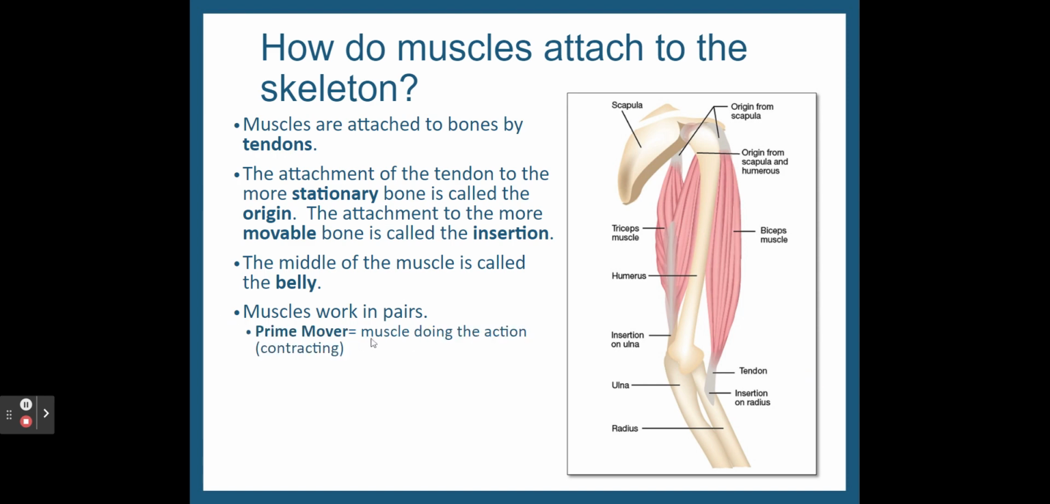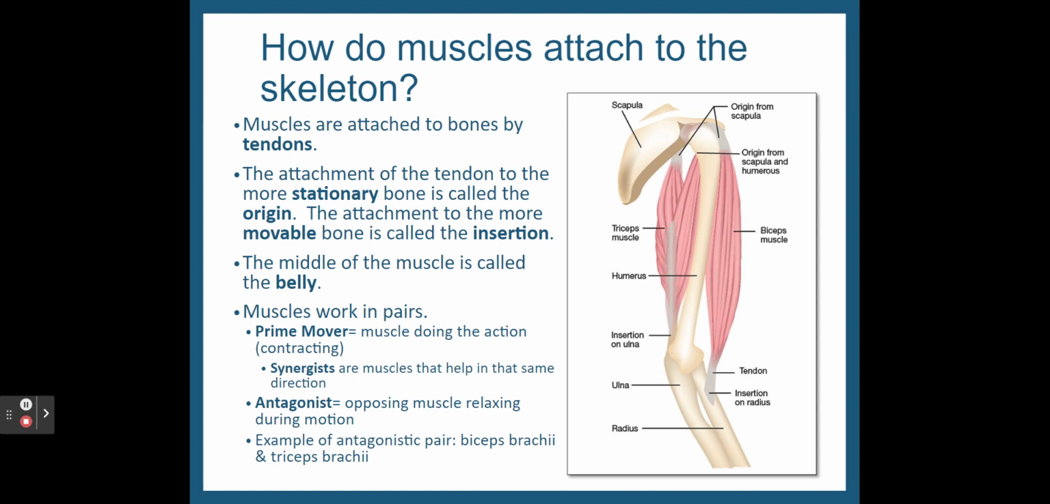So the prime mover is the muscle doing the action, which would be a contraction. And synergists are muscles that help in that same direction. So that you have the prime mover that's doing the action, it's causing the muscle contraction. And then a synergist is a muscle that helps in that same direction that the prime mover is going. An antagonist would be an opposing muscle that's relaxing during motion. An example of an antagonistic pair would be the biceps brachii and the triceps brachii.